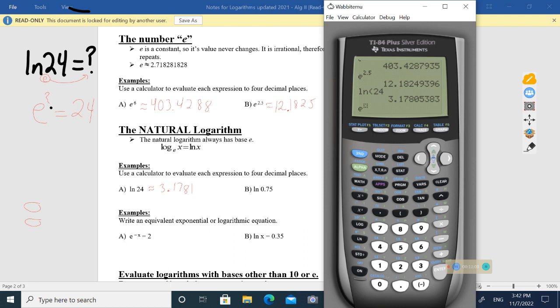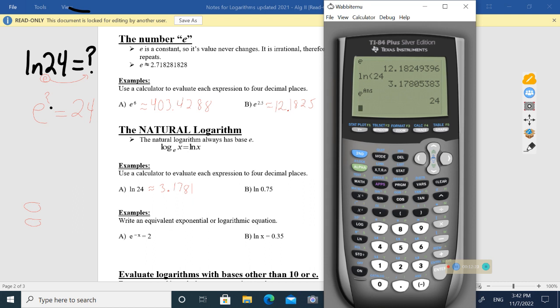So I'm going to hit second and the negative button, which is the previous answer. So e to the previous answer should give us 24. Let's see if it does. You get 24. So that's what we're doing. Yes, we can type in a calculator, but what is it? It's just another way to write an exponential.